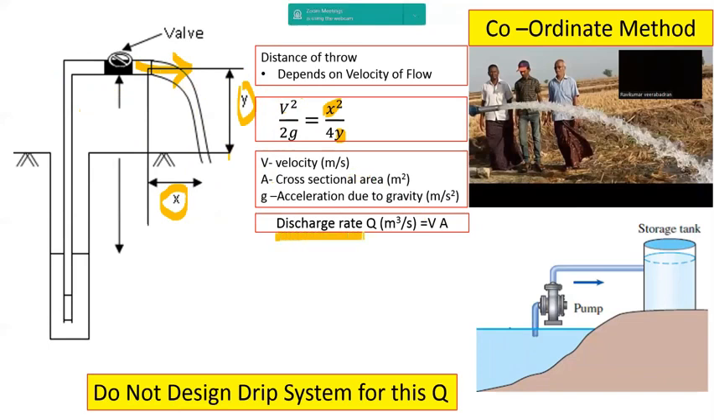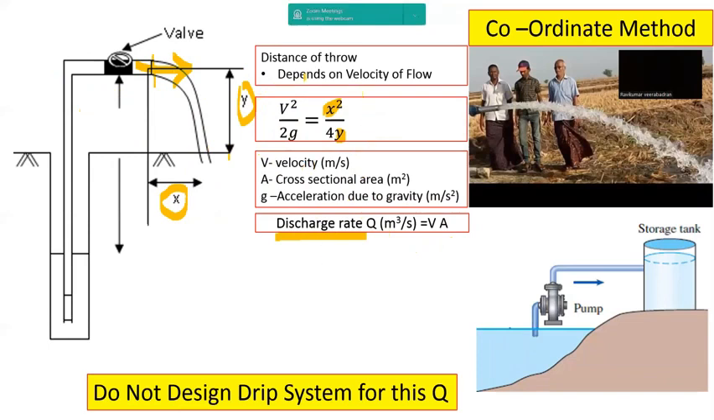We know very well that discharge rate is velocity into cross-sectional area of flow. Cross-sectional area of flow can be very easily found out if you know the inside diameter of the flow passage here. So V into A, you will get the discharge rate that would be obtained at the outlet of the pipe here. This is an approximate method only.